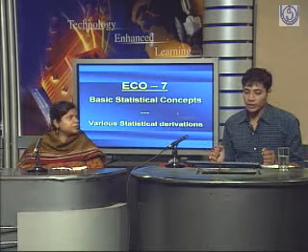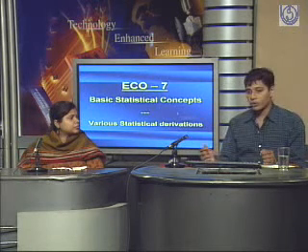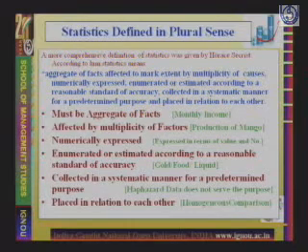Enumerated or estimated according to a reasonable standard of accuracy. What I was talking about is that different commodities are enumerated in different ways. Once we enumerate gold, we calculate in terms of kilograms. When we enumerate food, it could be in tons, lakh tons, and liquid in liters. Collected in a systematic manner for a predetermined purpose: that is, haphazard data does not serve the purpose. This has to be in a system and properly calculated.